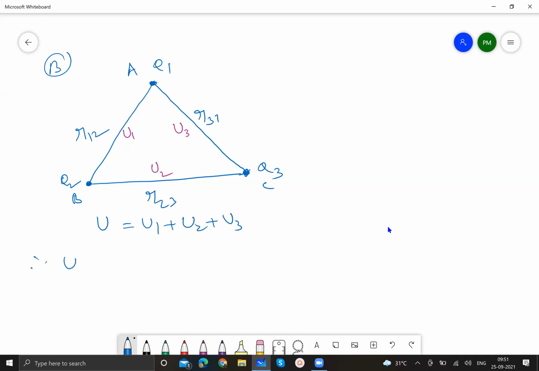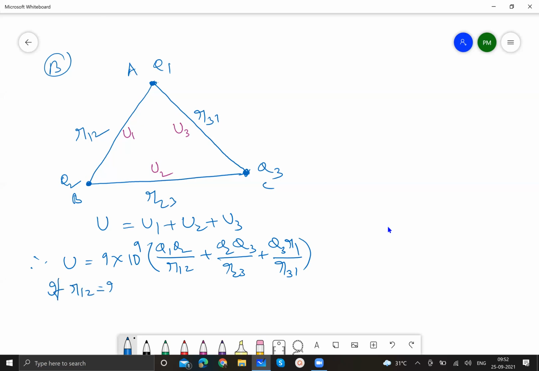Therefore, I get U is equal to, directly I am writing the formula, 9 into 10 to the power of 9, because we need only for solving problems. Q1, Q2 by R12 plus Q2, Q3 by R23 plus Q3, Q1 by R31. You can use sigma notation also.